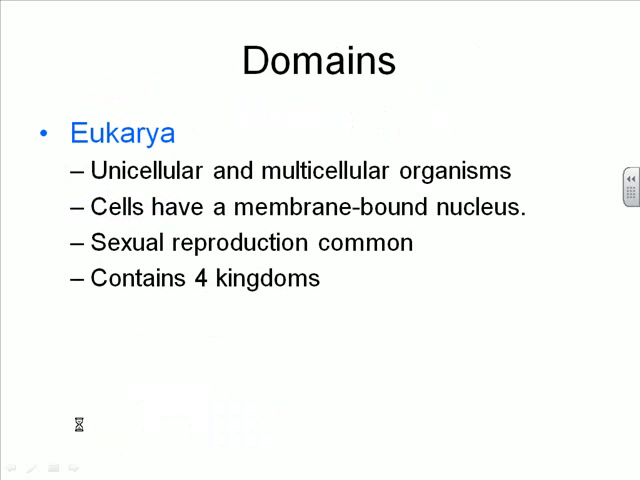Our last domain is the domain eukarya. Now here is that term karyo again, nucleus. And eu actually means true. So we see the appearance of a true nucleus in the cell when you reach the domain eukarya. They can be both unicellular or multicellular. But the key characteristic is that their nucleus is bound by a membrane. Typically, you will see sexual reproduction in the domain eukarya, and we have our four kingdoms. We have our Animalia, our Plantae, the fungi, and the protist or the protista.